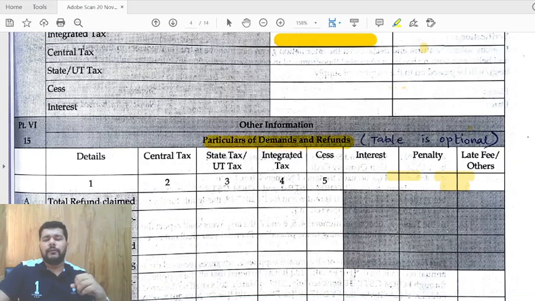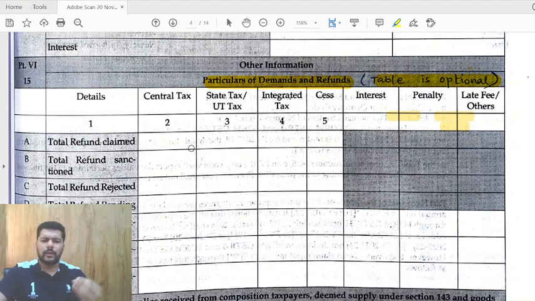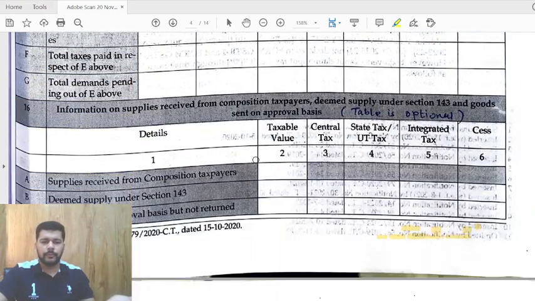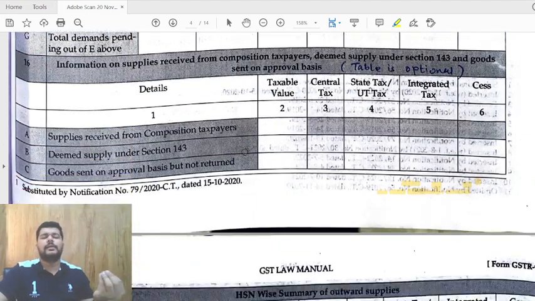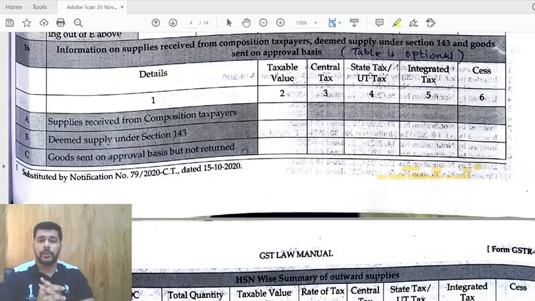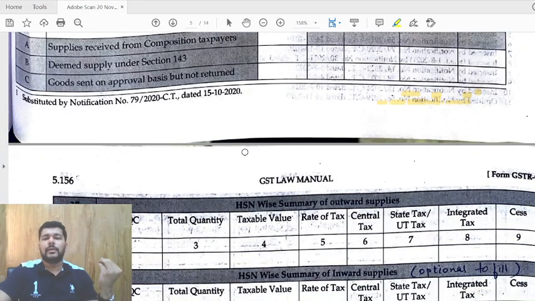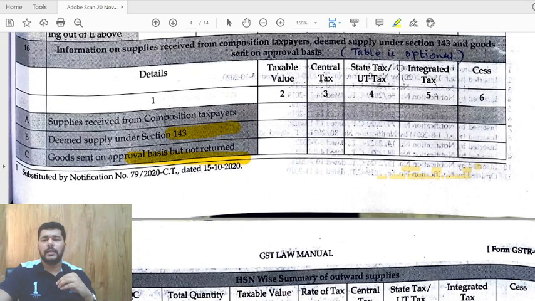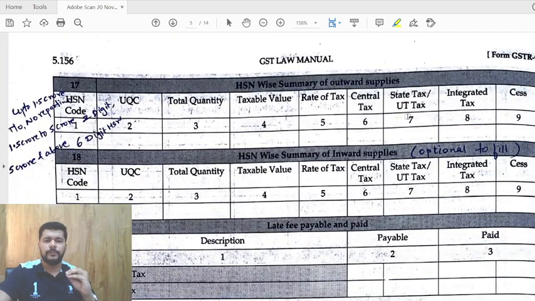Particulars of demands and refund for this year also, this table has been kept optional. I am not referring to the instruction page since I have already written over here. This table is also optional. There's total refund claim, sanctioned, etc. You may choose to give or not to give. Likewise, the data in relation to supplies received from composition taxpayers, deemed supplies under section 143 or goods sent on approval or return basis, this table is also optional as far as FY 23-24 is concerned.